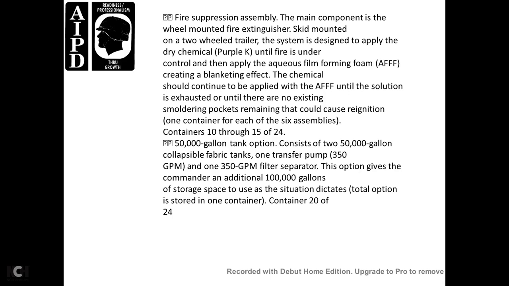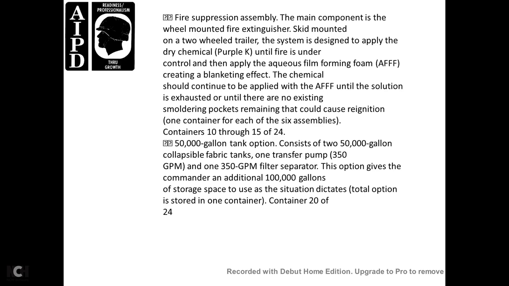The fire suppression assembly's main component is a wheel-mounted fire extinguisher trailer with 2 wheels. The system is designed to apply dry chemical Purple K until the fire is in control. Then aqueous film forming foam, or AFFF, is applied, creating a blanket effect over the chemical, and continues to be applied until the solution is exhausted and there are no existing smolder pockets remaining that could cause reignition.